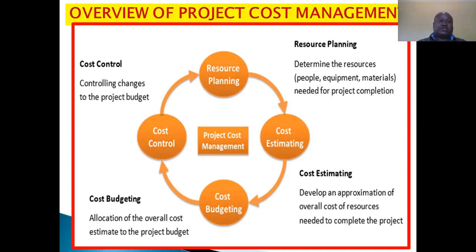Very important is cost control, controlling the changes of the budget. Here, we measure our cost control depending on the established standards. And if expenditure goes against the planned expenditure, we put corrective measures, that is cost control. In a way, you can see that we start with resource planning, we go to cost estimating, cost budgeting, and lastly, cost control. This will sum up project cost management. It's a summary.